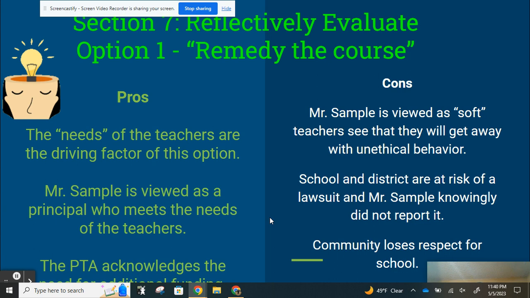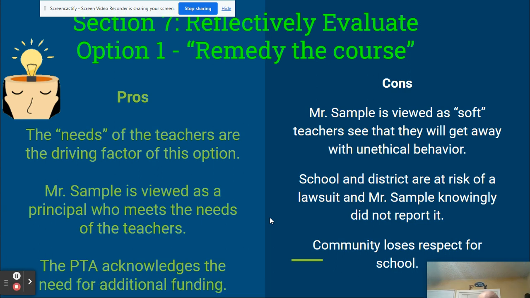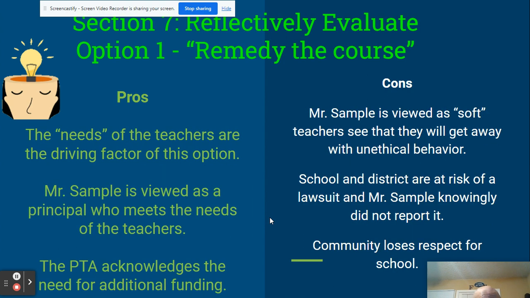So next, option one. I want to weigh the pros and the cons. So the pros of using option one is the needs of the teachers are the driving factor. Mr. Sample is viewed as a principal who meets the needs of the teachers, and the PTA acknowledges the need for additional funding.